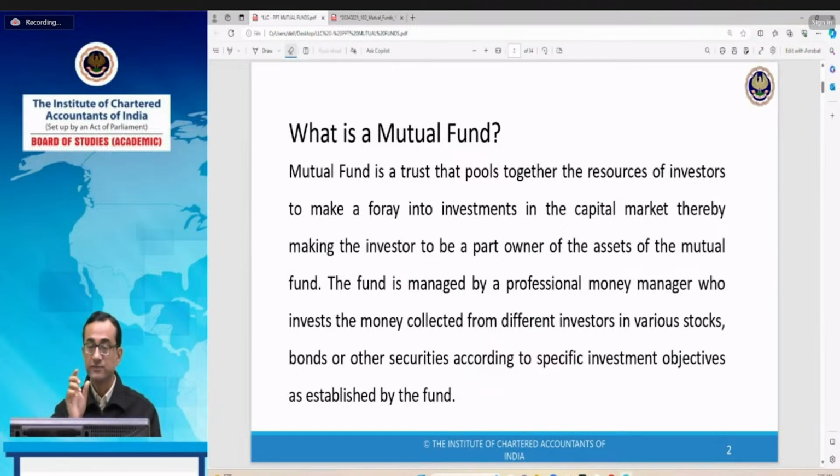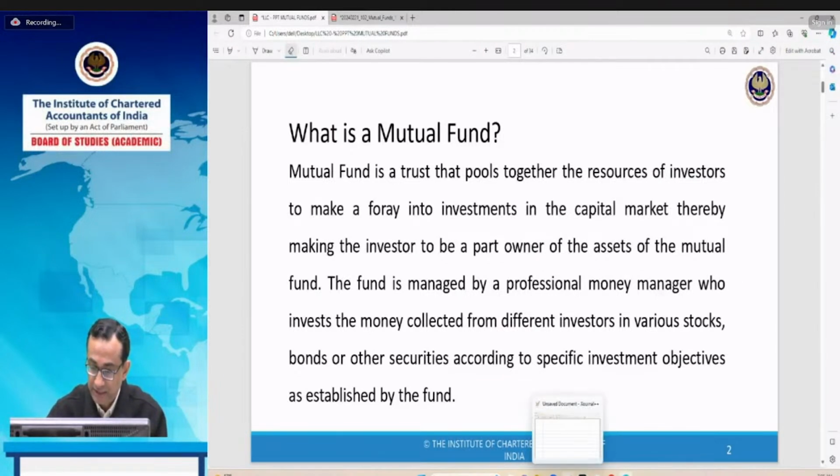So basically, the fund is specified as to whether it is an equity fund or a debt fund. If it is an equity fund, then it invests into equity. If it is a debt fund, then the pooled money is invested into debt securities. And if it is a balanced fund, then it is a combination of debt as well as equity. So let us take a practical example in this.